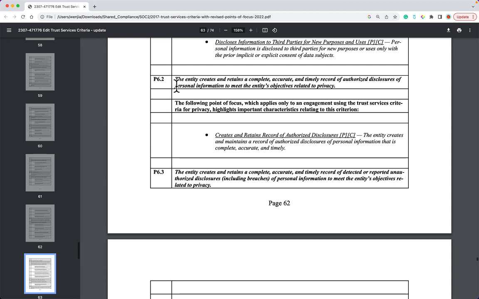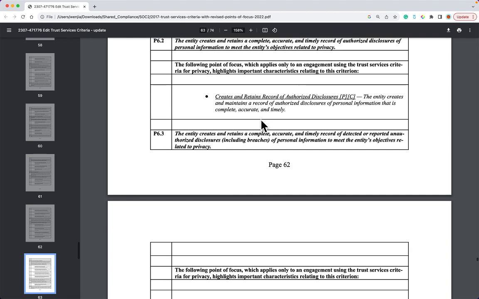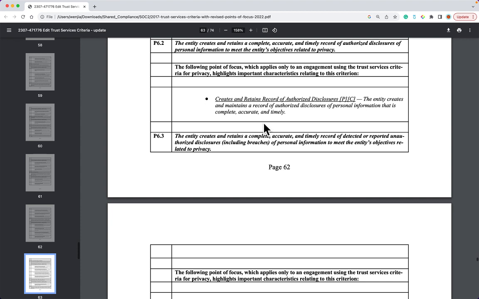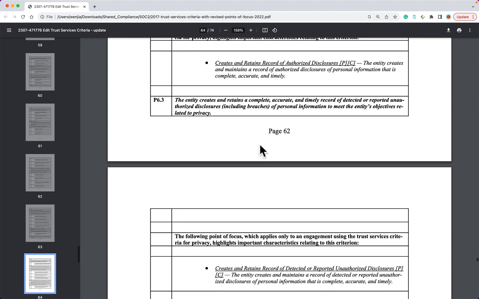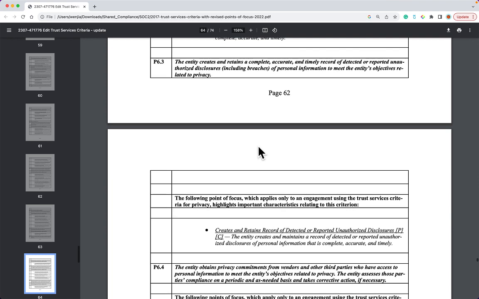P6.2, the entity creates and retains a complete, accurate, and timely record of authorized disclosure of personal information to meet the entity's objective related to privacy. Creates and retains record. So every time you share a data subject's information, you have to have a record of who you have shared with and when and why and how. So if anything bad happens or the user wants to know in the future, you have a log, you have a clear record.